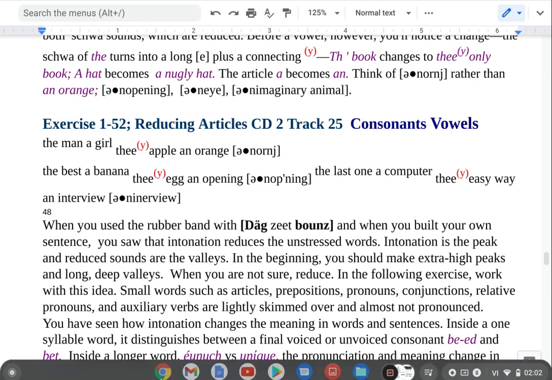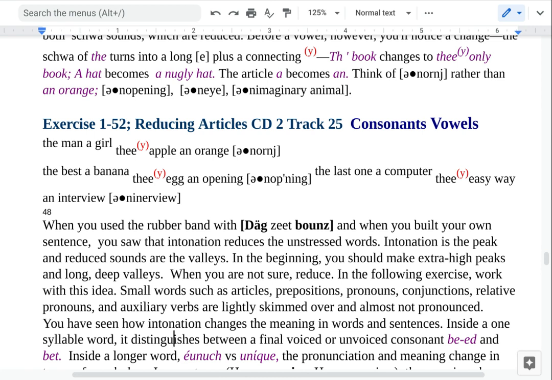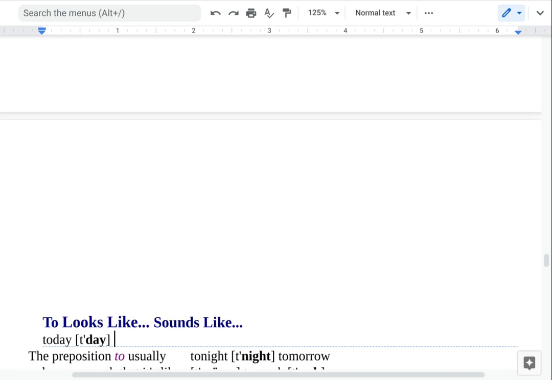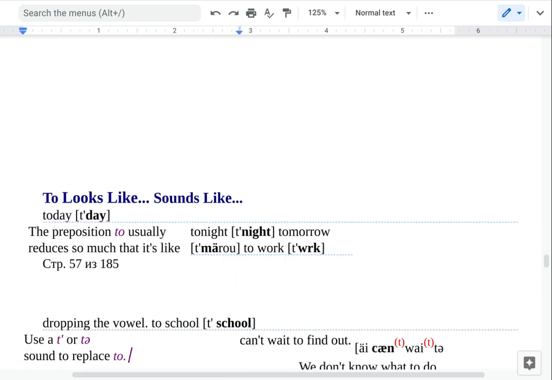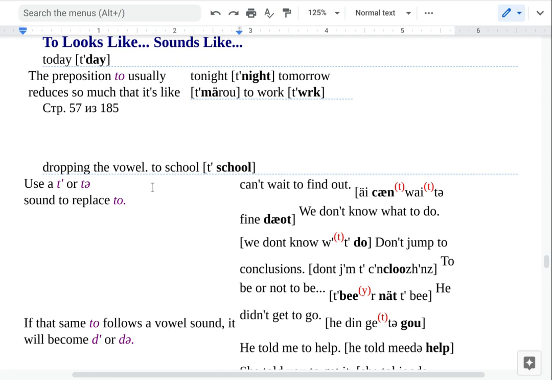I can't wait to find out. We don't know what to do. Don't jump to conclusions. To be or not to be. He didn't get to go. He told me to help. She told you to get it.